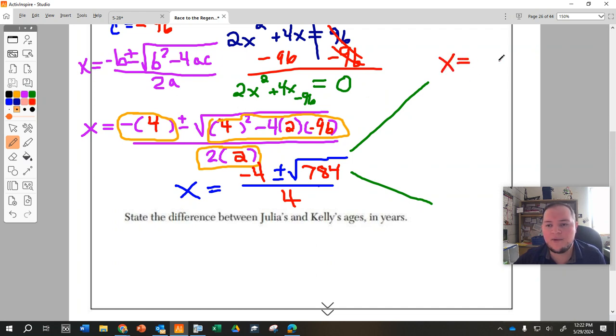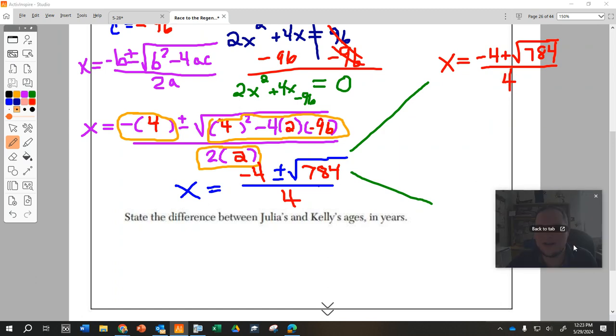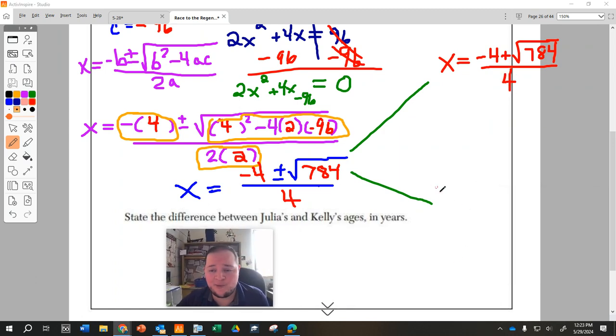So x equals negative 4 plus square root 784. Hopefully your paper is a little bit longer than my smartboard file. All over 4. I like to write them both in one go, get them both done. And then x equals negative 4 minus square root of 784, all over 4.